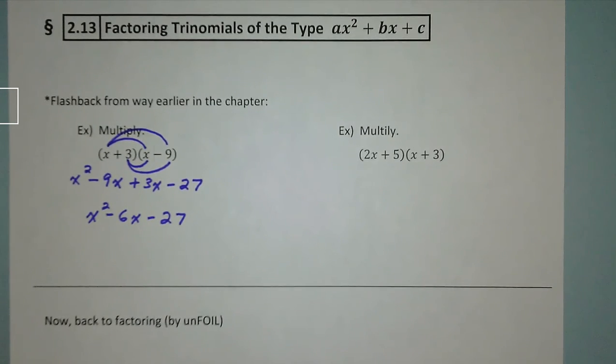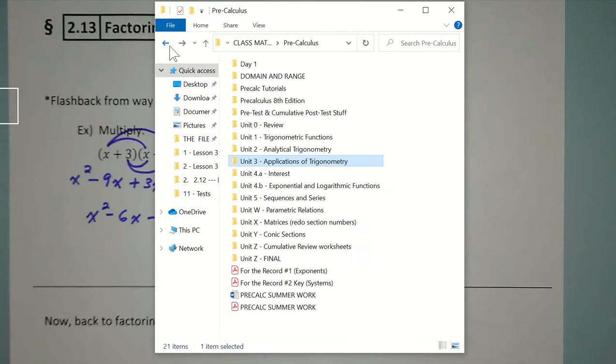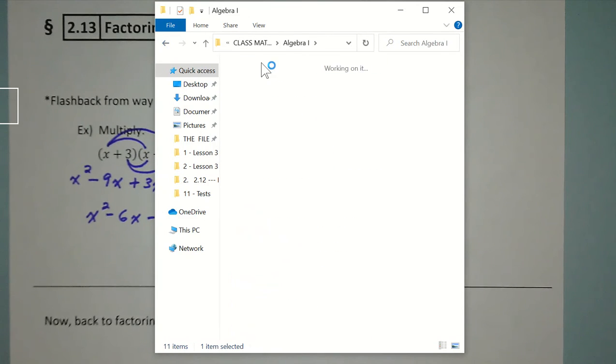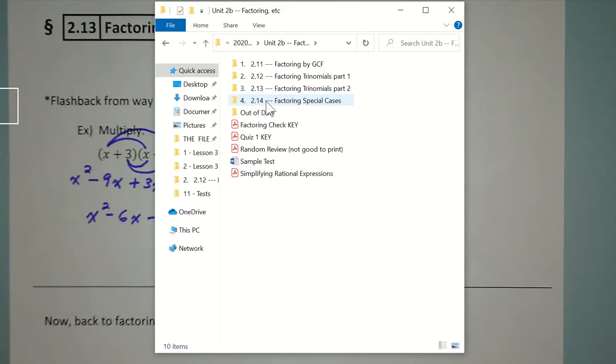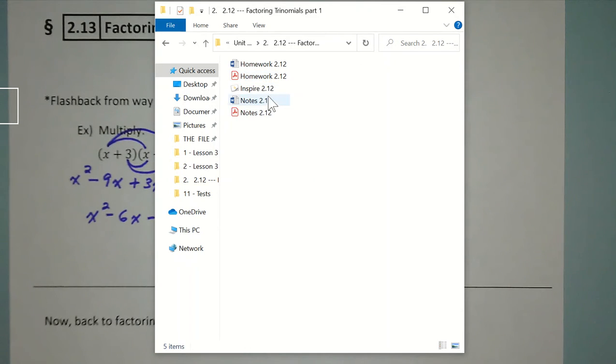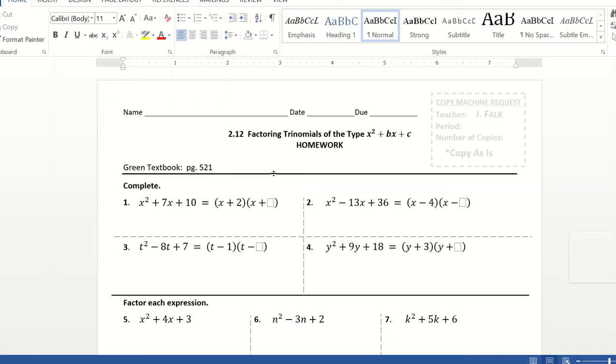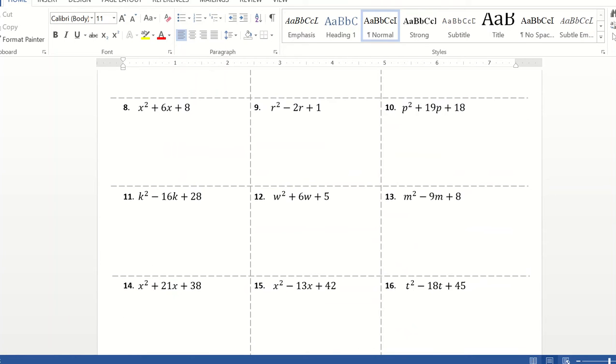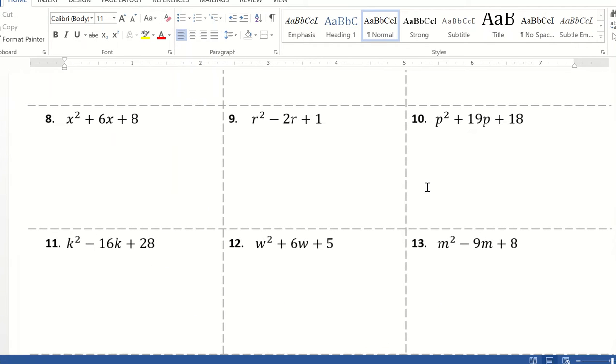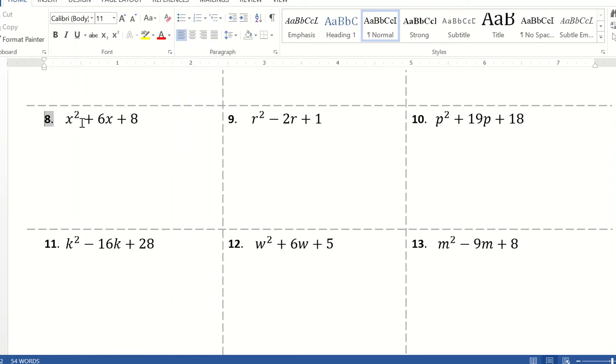Maybe I'll jump really quick. I think we have the time today. The homework, so some of the stuff from yesterday's homework. Let me open this up. I don't know if you want to get out your 2.12 homework really quick from yesterday's lesson. All right, here we go. So this was the start of unfoil.